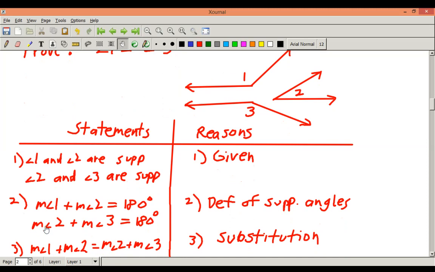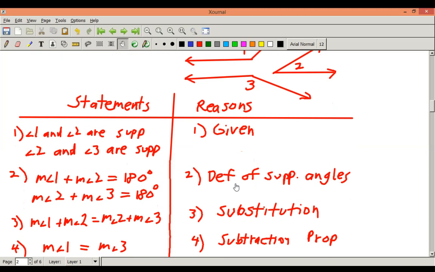Also, I got a second statement here in statement number 2. The measure of angle 2 plus the measure of angle 3 is 180. Again, that comes directly from step 1. If we know two angles are supplementary, we know that their sum is 180 degrees by definition of supplementary angles. That's our reason: definition of supplementary angles.